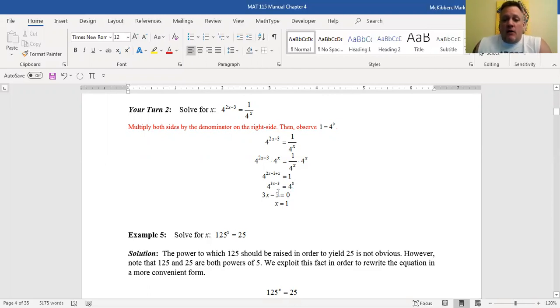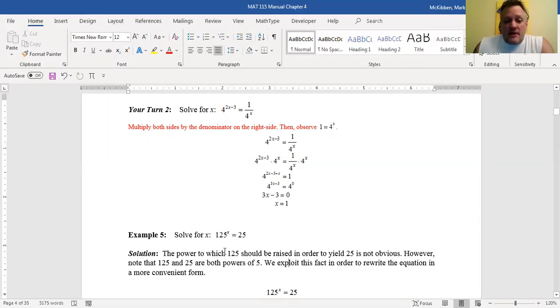All right, so now once we've done that, we know that 3x minus 3 has to be 0, and to solve that for x, you get x equal to 1. Right, so that's one approach to this. The other natural approach would be to rewrite the right-hand side as 4 to the negative x, and then immediately conclude that the exponents 2x minus 3 and negative x have to be equal. So in some sense, that's even a more direct approach than what I used.